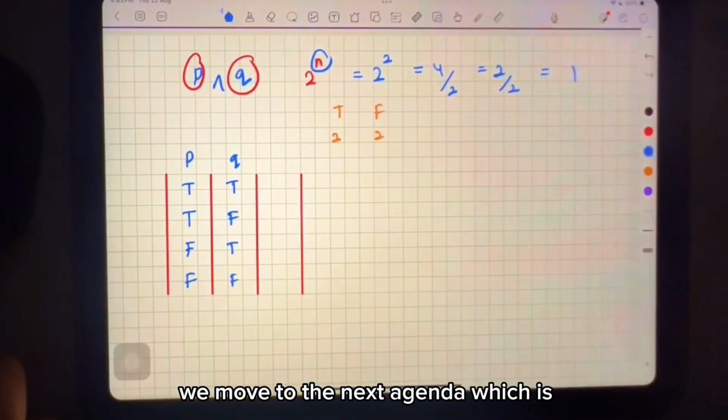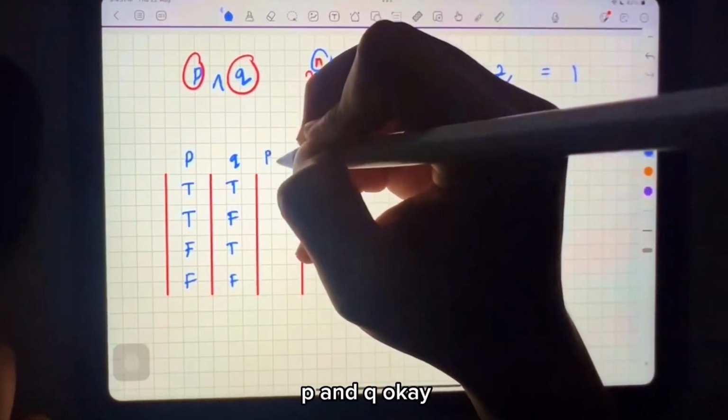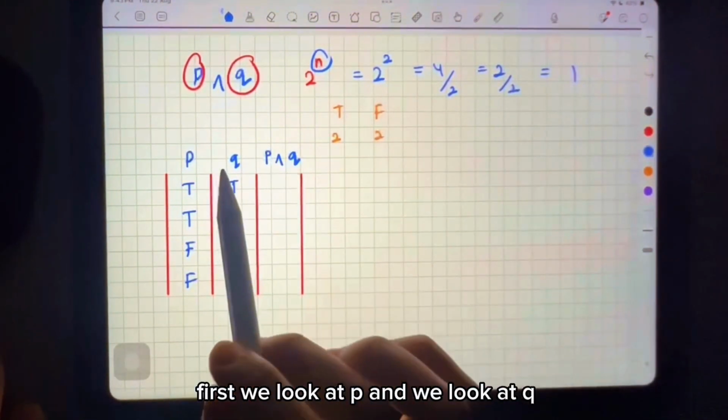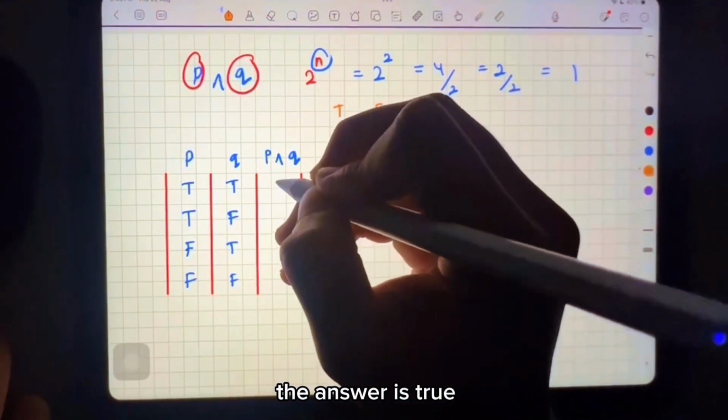Now, we move to the next agenda, which is P and Q. Okay, P and Q. First, we look at P and we look at Q. True and true, the answer is true.